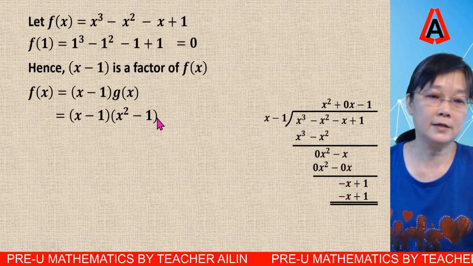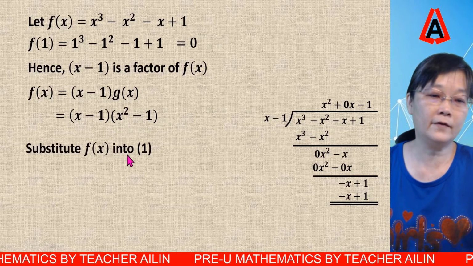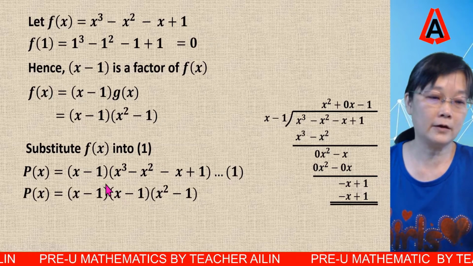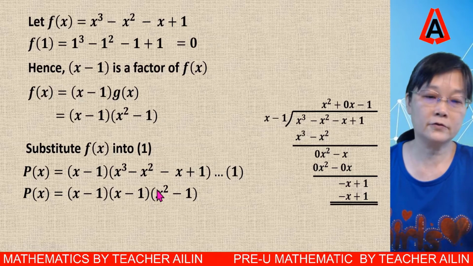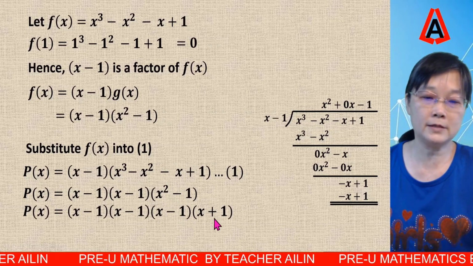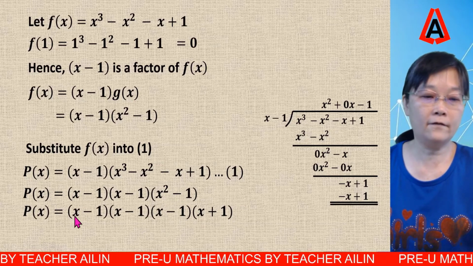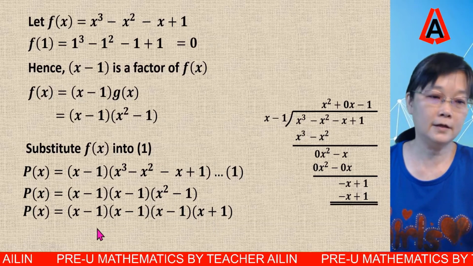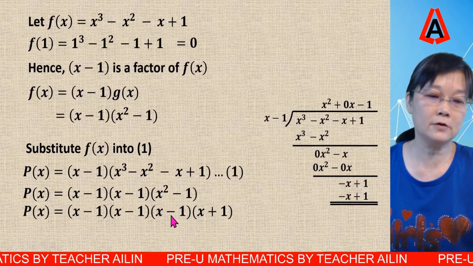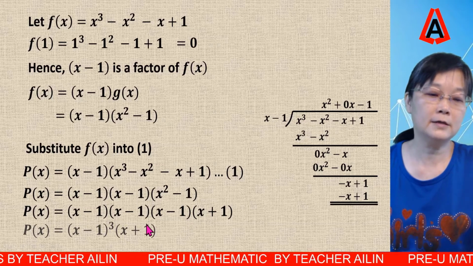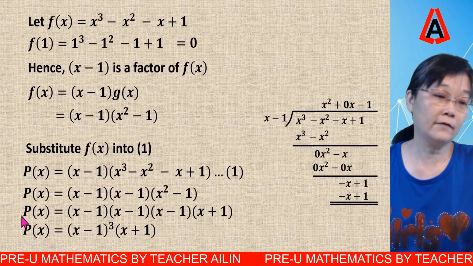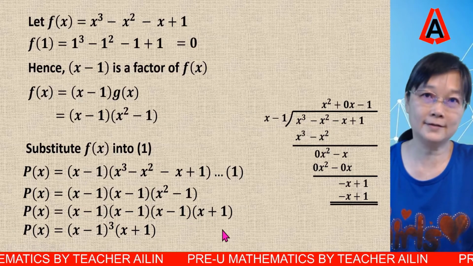So after I have got this one, I'm going to substitute the f(x) back into equation 1 just now. So when I substitute, I got this one. Then when I look at this quadratic, I find that I can further factorize this quadratic into this one. So when I look here, there are 4 linear factors. But of the 4 linear factors, the first, second and third factors are the same. So when I combine the same factor, now I get x minus 1 power 3. So now I have completely factorized this polynomial.